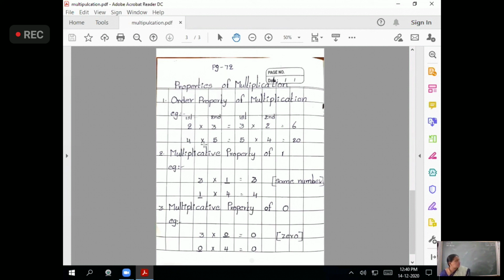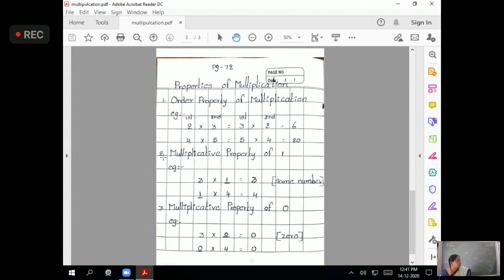Second example, 4 into 5, 5 into 4. In both cases, we will get the answer 20. 4 5s are 20. 5 4s are also 20. Yes, we are changing the order. Here 4 is first, but here 4 is second. Here 5 is first, sorry, 5 is second. In this case, 5 is first. So if we change the order also, there is no change in the result. That is the first property.